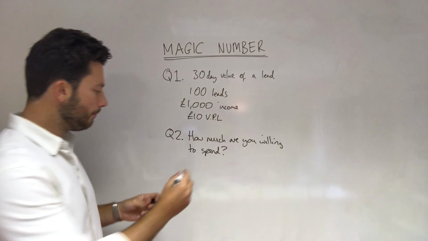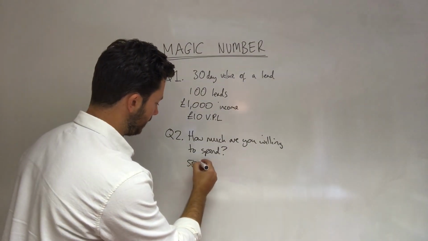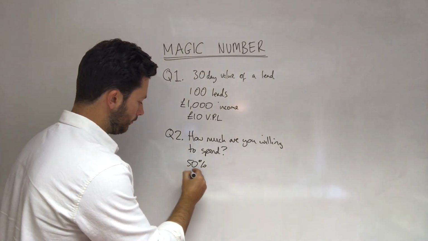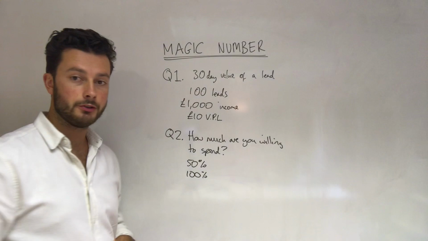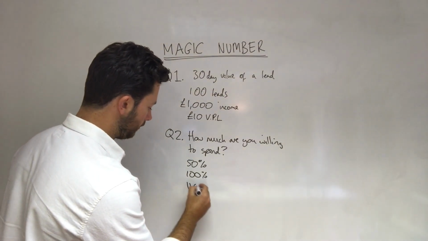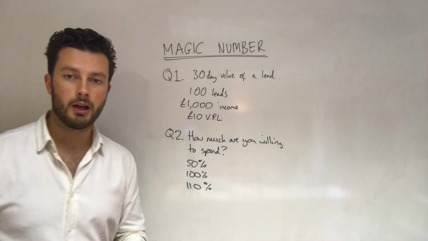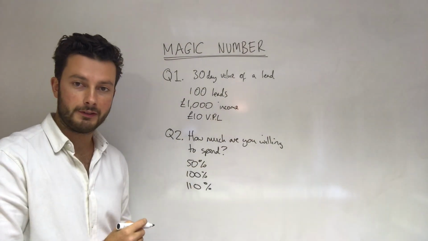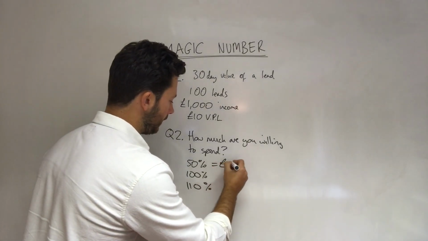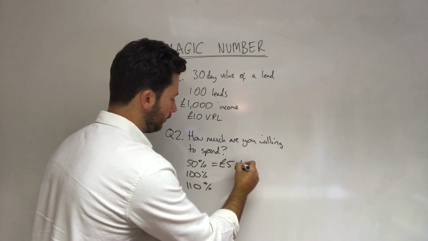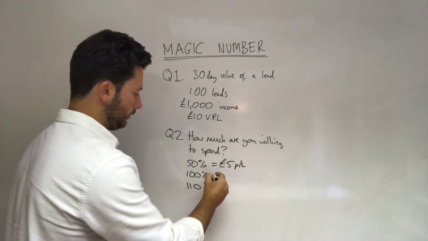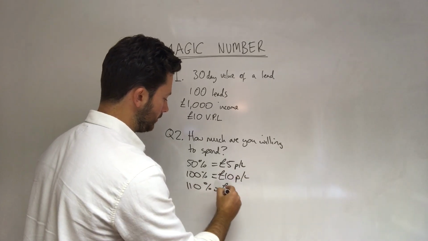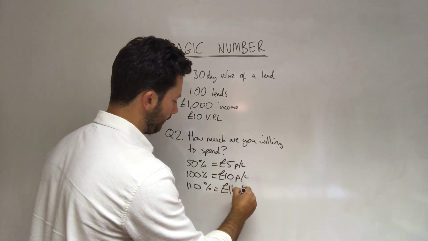Some people are willing to spend 50% of the value per lead. Some are willing to spend 100%, and some might even be willing to spend 110% of the value per lead. If you're willing to spend 50%, you'd be willing to spend £5 per lead. If it was 100%, you'd be willing to spend £10 per lead. If it was 110%, you'd be willing to spend £11 per lead.